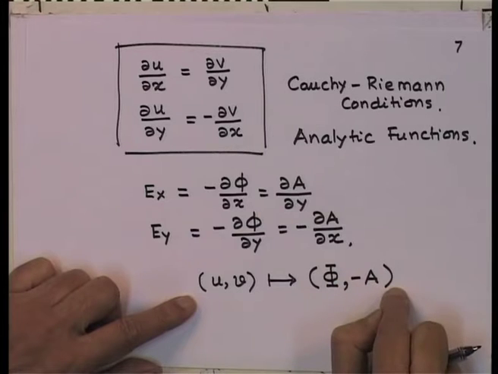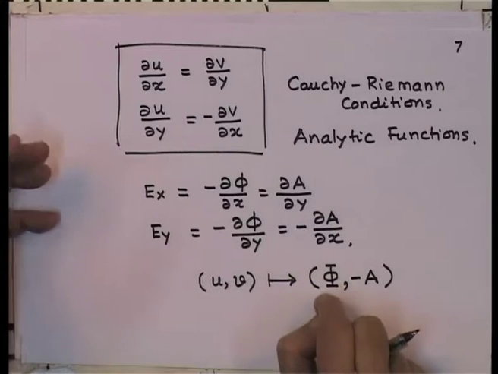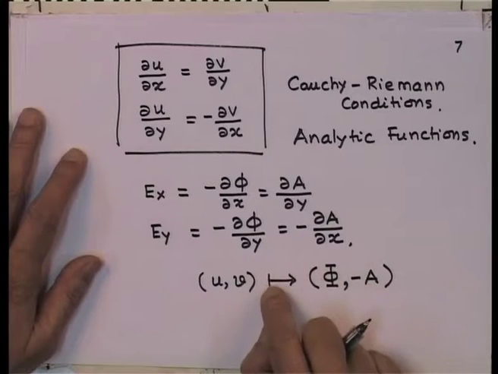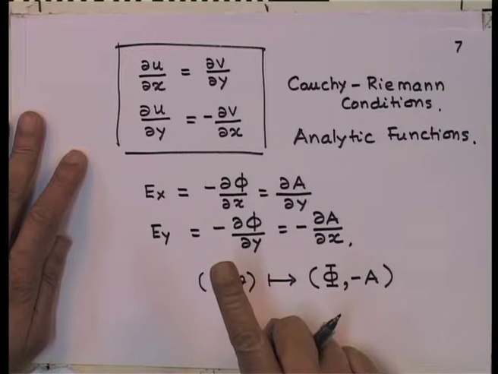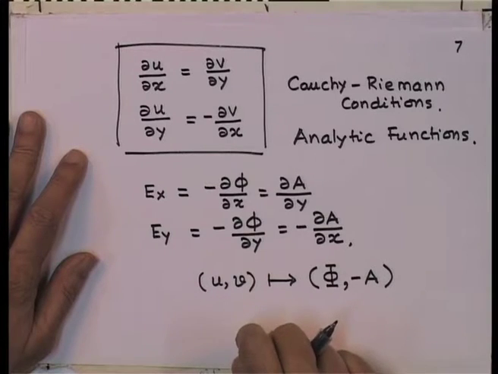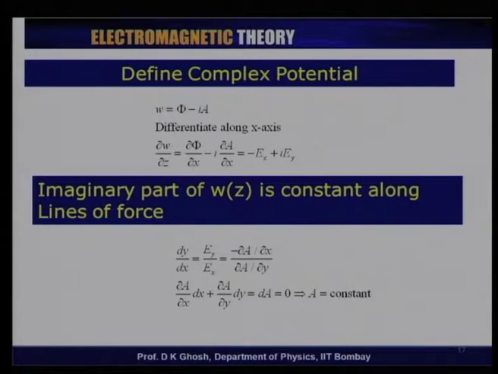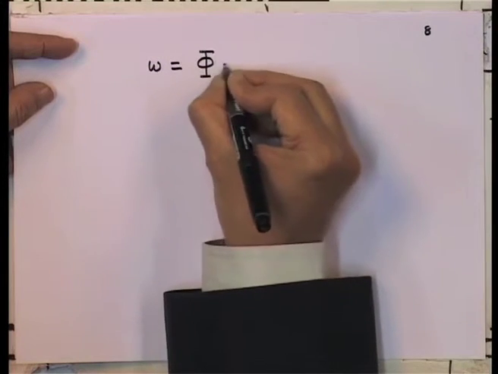a complex potential, where the real part is what we have so far been calling the scalar potential, and the imaginary part of that complex potential is given by the negative of the vector potential that we have defined just now, that is del cross A is equal to E. So, using this, we define what is known as a complex potential. Let me define the complex potential W, which is equal to phi minus I A.